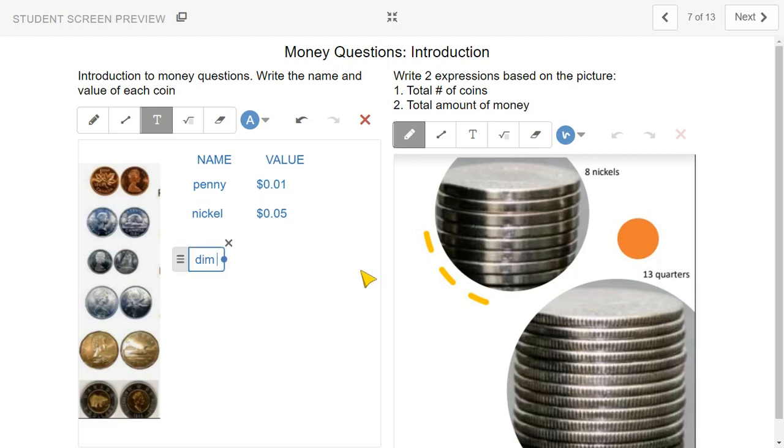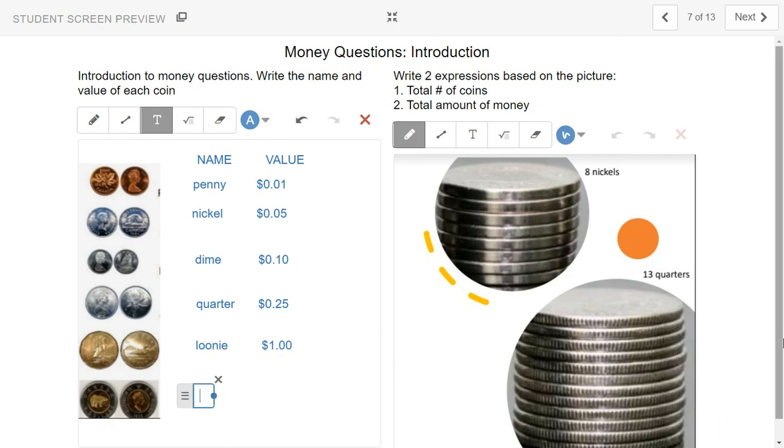Smaller one is the dime. Dimes are 10 cents, 0.10. Then we have the quarters. Quarters are worth 25 cents. Then we have the loonie. It's called a loonie because there's a picture of a loon on it.